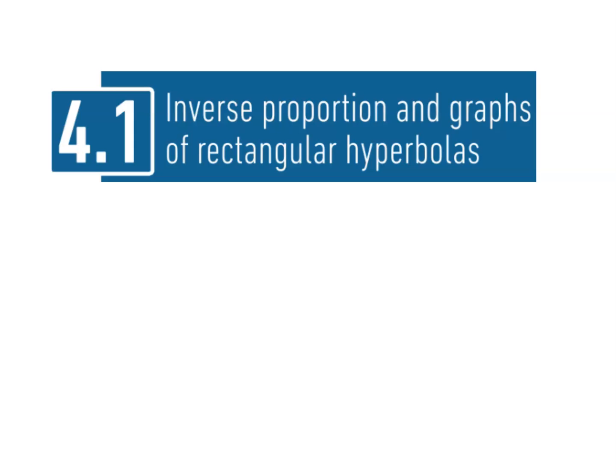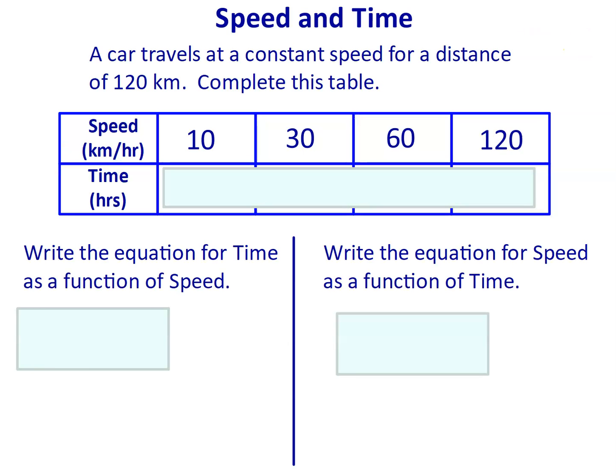Hello students. Section 4.1 is on inverse proportion and a type of function called a rectangular hyperbola. Let's get started. What I'd like you to do right now is pause the video, read through the question, and try to complete the table and write the two equations. Pause the video now and start it up once you've done that.